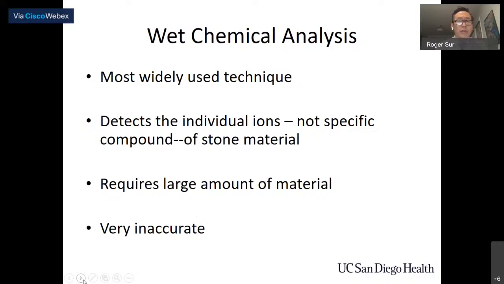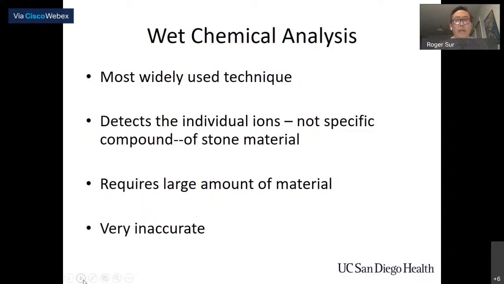Chemical analysis. This is the most widely used technique. It detects individual ions. So as opposed to the whole picture, you're only looking at individual ions. So it's kind of like the whole concept here. You're missing the forest for the trees. You're focused on the trees, but missing the whole forest. And so it has the potential to really make significant errors in interpretation.